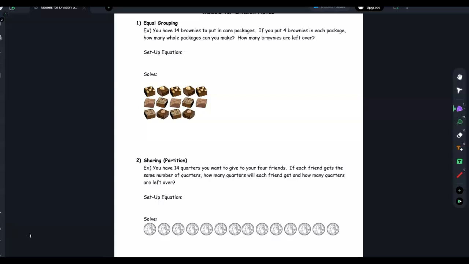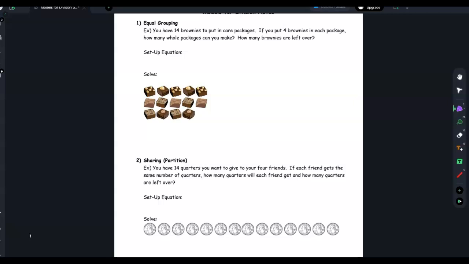Looking at this one, we could possibly tell by looking at the question that they're asking. With the equal grouping problems, we won't know how many groups, but we will know how many are in each group. In this case, the groups would actually be packages. Do we know how many are going in each group? Yes, we do. It says here that there are 4 brownies in each package. Do we know the number of groups? No, that's what we're trying to find: how many whole packages do we need? So that would tell us that it's equal grouping.